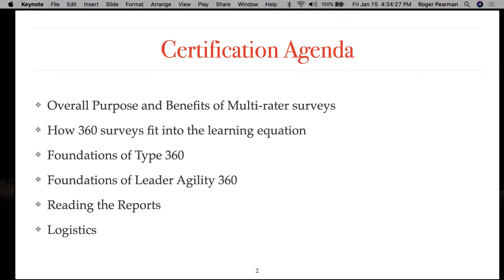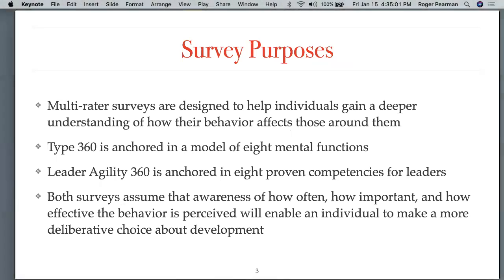Please note that both instruments, the surveys, were the byproduct of a massive study of several hundred thousand multi-rater reports, where a meta-analysis was completed to identify those behaviors which most associated with the 8 functions of psychological type, as well as the 8 leadership competencies that have been defined, and you'll see those definitions a little bit later.